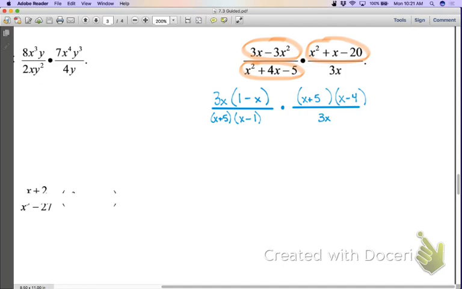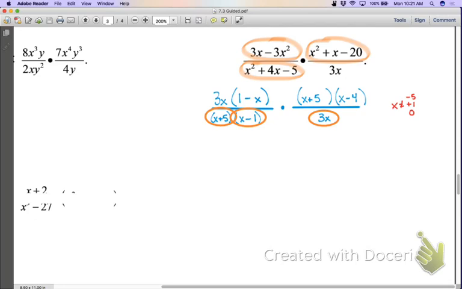So before I start getting rid of values, first thing I want to do is figure out, if I'm looking at the bottom, what can x not be in any of those? So I'll just put it over here to the right. What can x not be? -5, +1, and 0. Is everybody good with that?